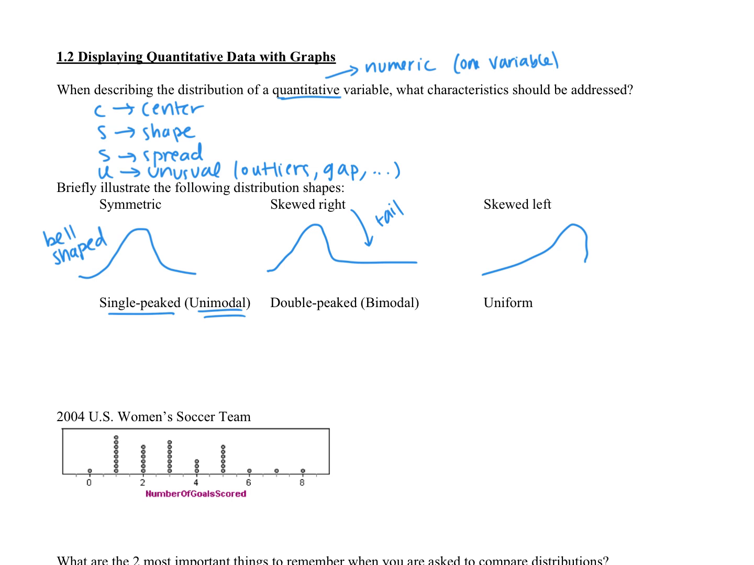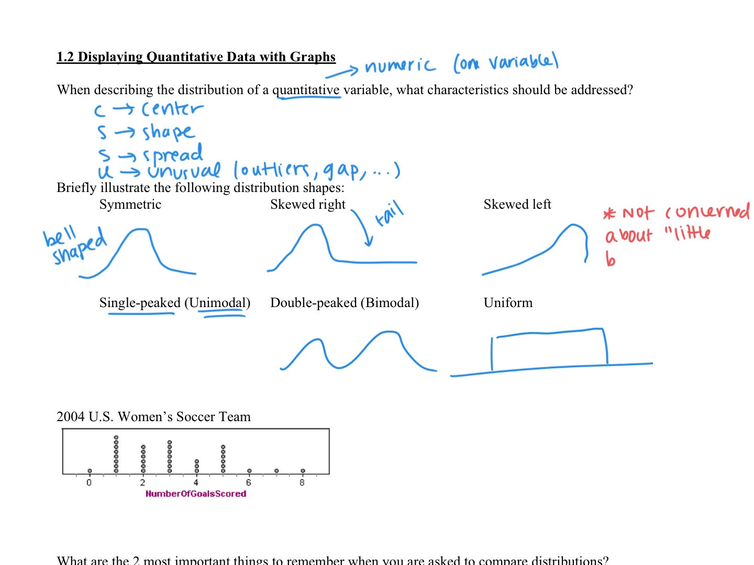Bimodal, bi and mode is double peaked. So something like that is bimodal. And uniform has just the same distribution all the way across it. Okay, when you are looking at graphs, we are not concerned about what I'm going to call the little bumps, but instead the overall shape. So we'll look at some examples.